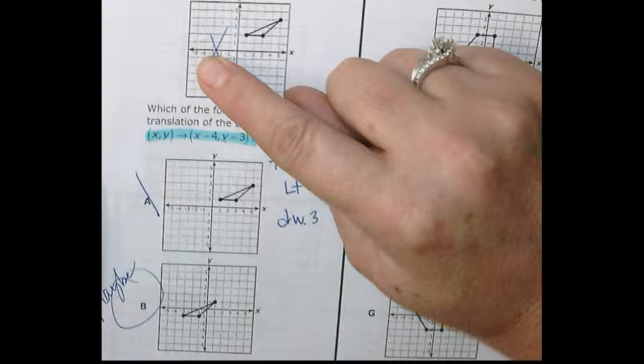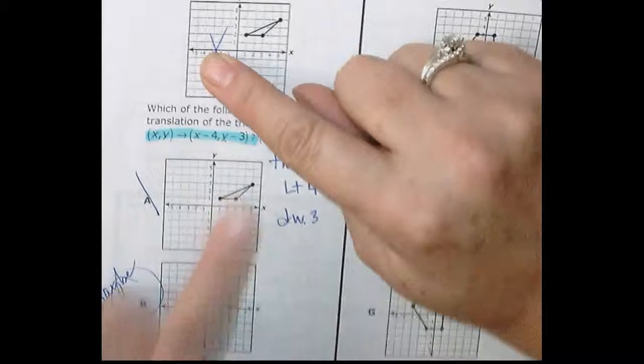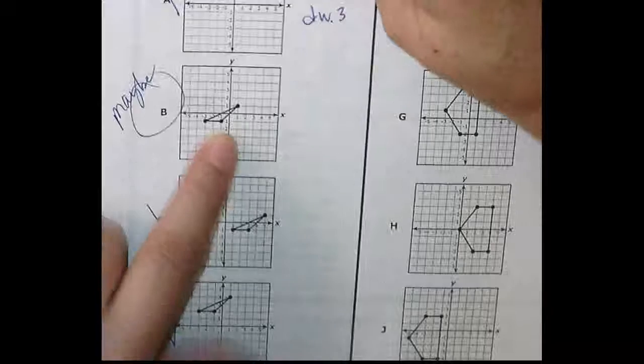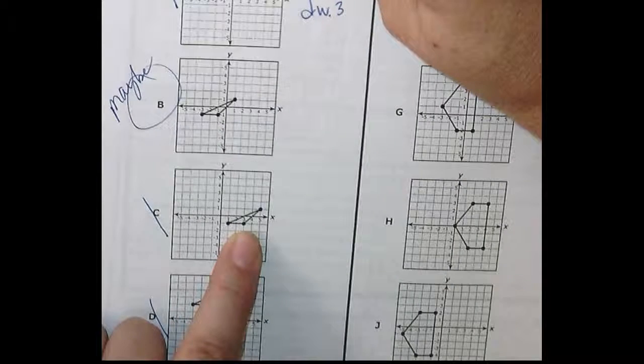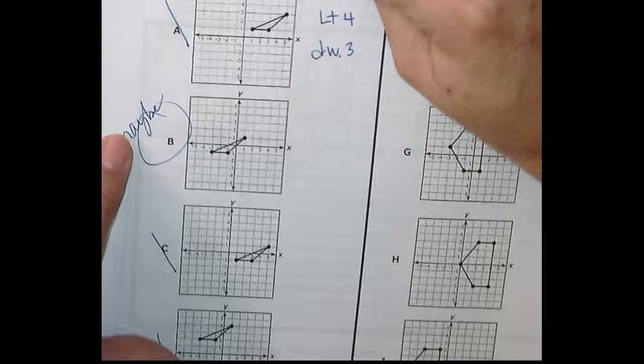So does A look like it's sitting there? A didn't move. Look at B. Maybe. It did go left and it did go down. What about C? It forgot to go left. What about D? It forgot to go down. I think you better pick the maybe. We ran out of choices.